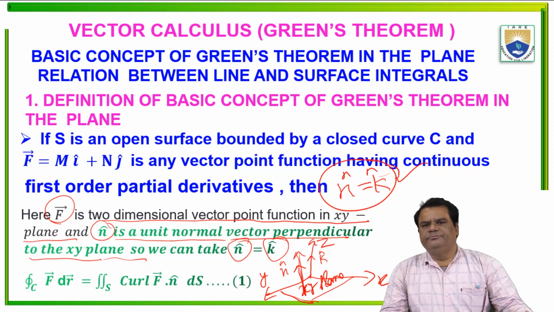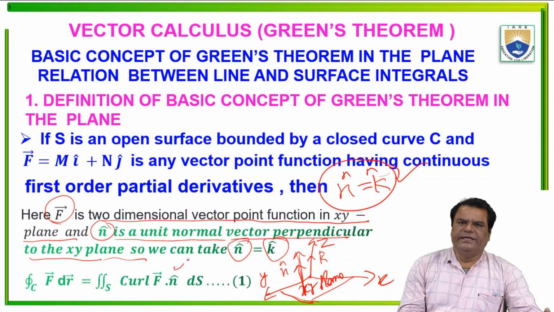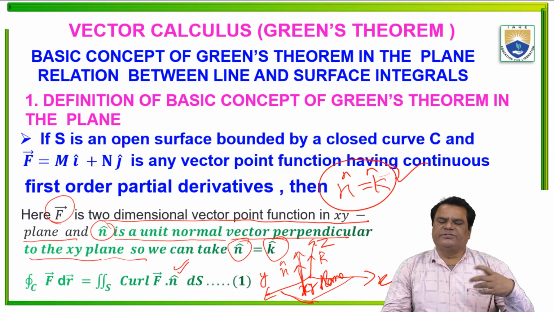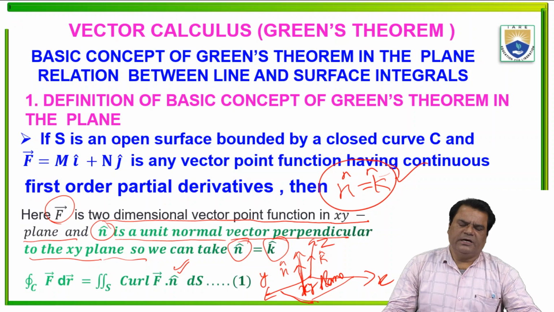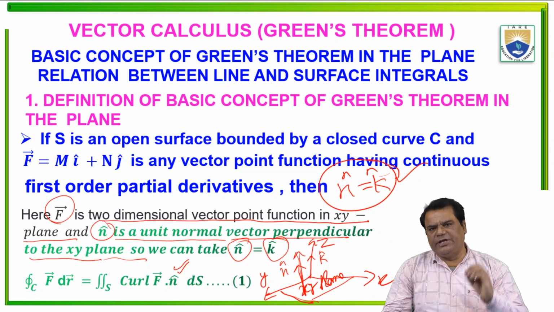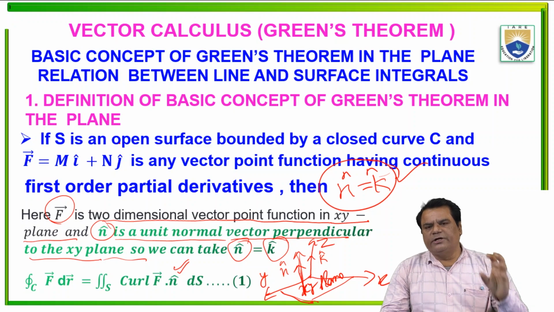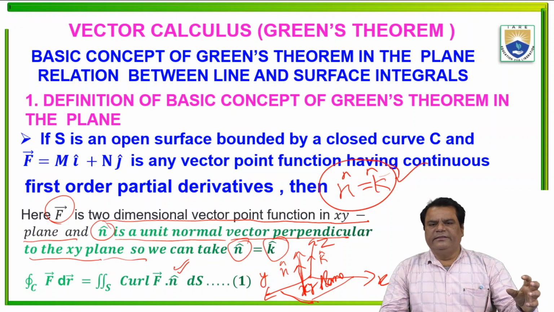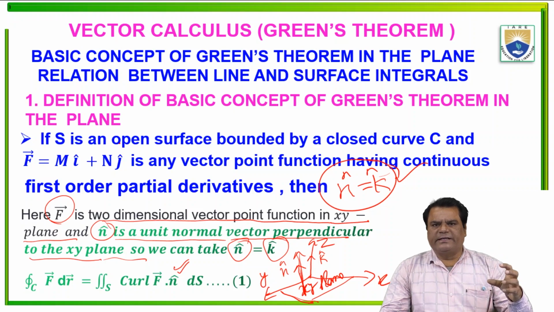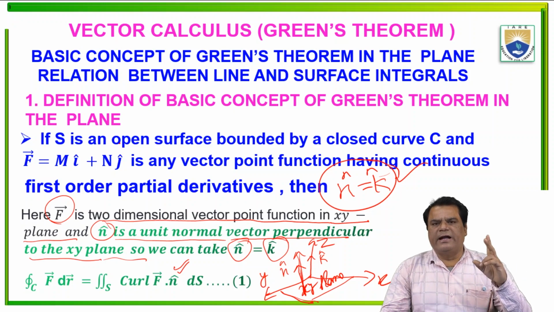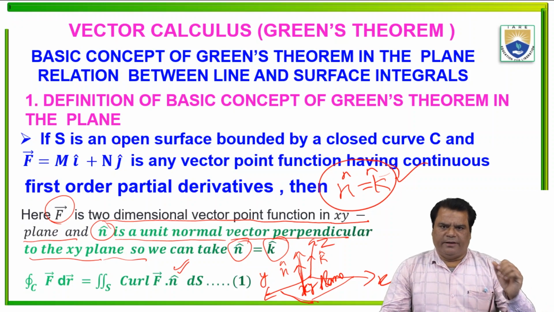So the Green Theorem is known as a modification of Stokes theorem. Basically, Green Theorem is a modified form of Stokes theorem. In Stokes theorem, the vector point function is a three-dimensional vector point function. Otherwise there is no change in the formula between Green and Stokes. Both formulas are the same, only with some difference. In Stokes theorem, we have taken a three-dimensional vector point function. In F vector, there are three unit vectors, i vector, j vector and k vector. But now in Green theorem, there is a two-dimensional vector point function in the xy plane.